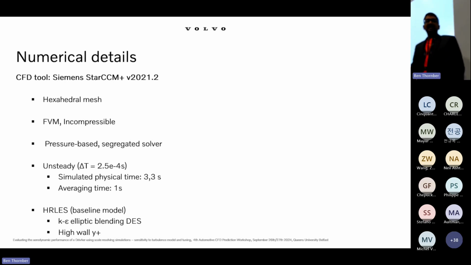For the numerical details, at Volvo we are running Star-CCM+, and this is one of our playgrounds. We use an earlier version, mainly because we do a lot of our development in earlier versions. Hexahedral mesh, finite volume method, incompressible, all the usual stuff. The baseline model that we used was a DES with K-epsilon elliptic blending. Also notice that we have a high y+, which will be quite apparent when I show you some of our results.